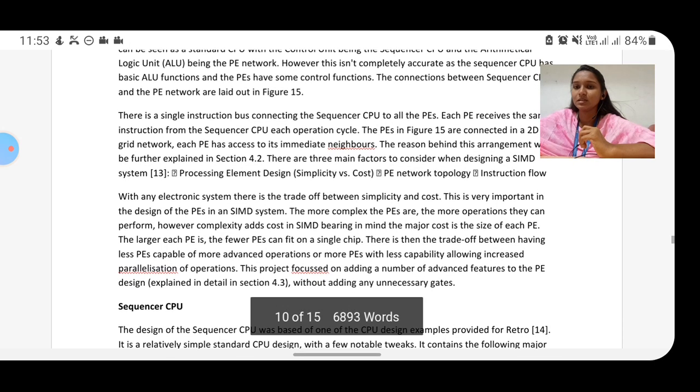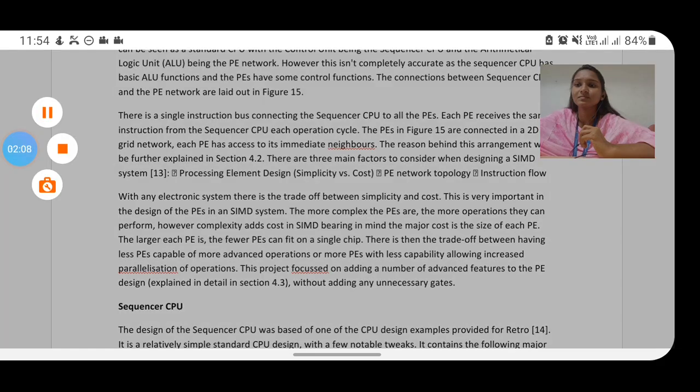The larger each PE is, the fewer PEs can fit on a single chip. There is then the trade-off between having fewer PEs capable of more advanced operations, or more PEs with less capability, allowing increased parallelization of operations. This project focused on adding a number of advanced features to the PE design.